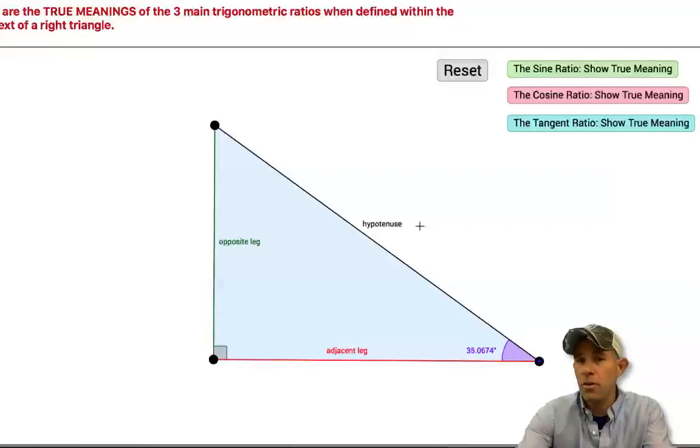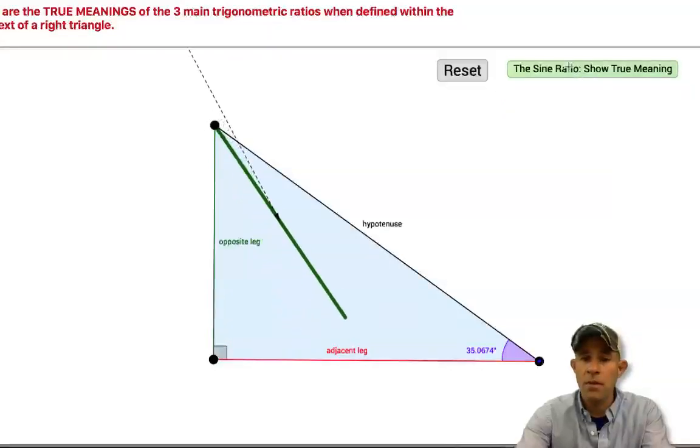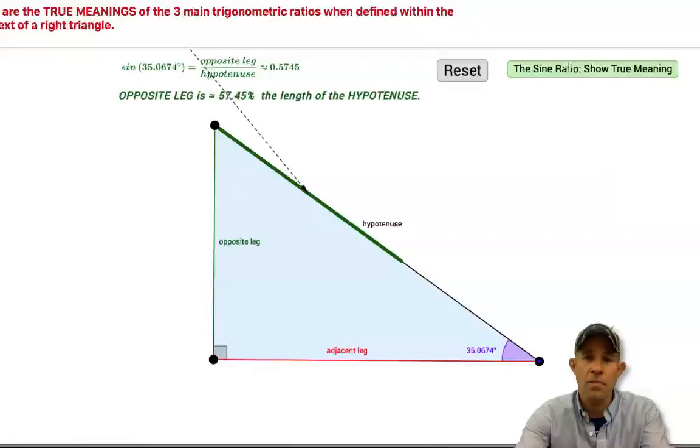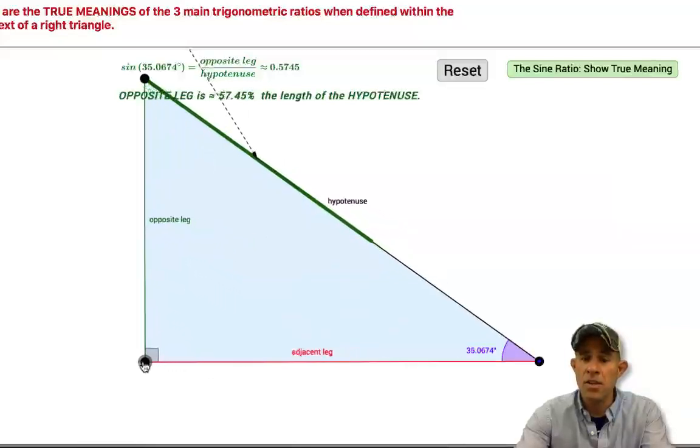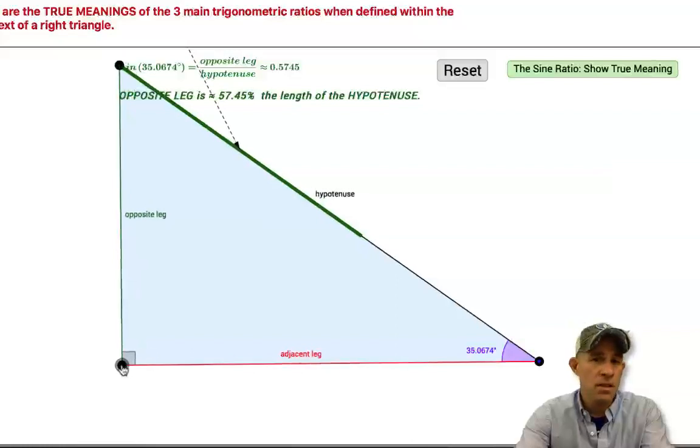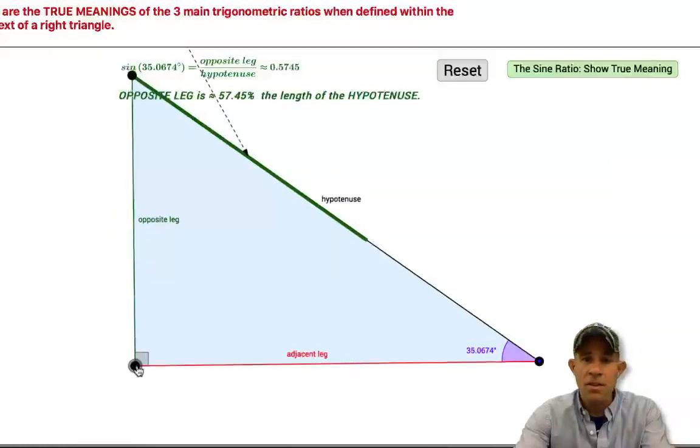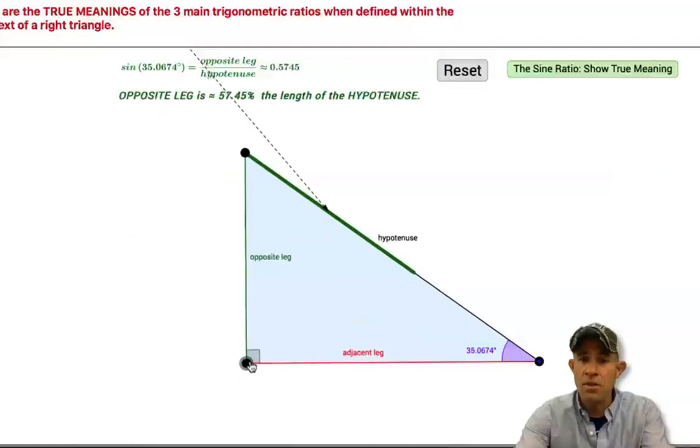The sine ratio compares the opposite leg and the hypotenuse. So if I show you here by clicking on the sine ratio, its true meaning, it's going to take the measurement of the opposite leg and compare it to the length of the hypotenuse. So you can see here for a 35-degree angle that we have an opposite leg over hypotenuse equal to about 0.574. Now if I grab this little point here on my right triangle and I extend that, I'm not changing my angle, but I am changing the length of those sides. Notice that they continue to stay in that same ratio.